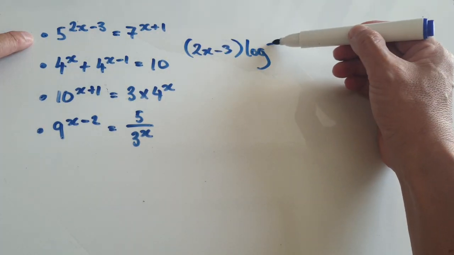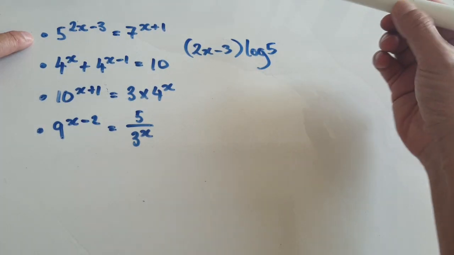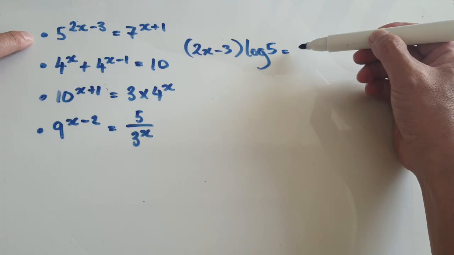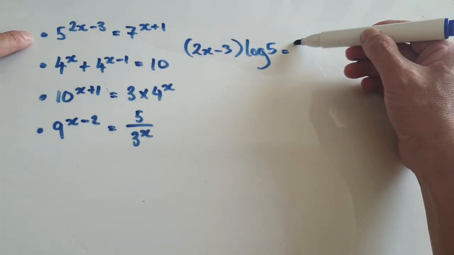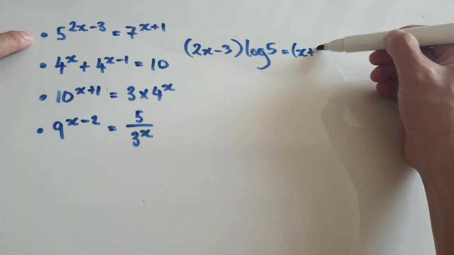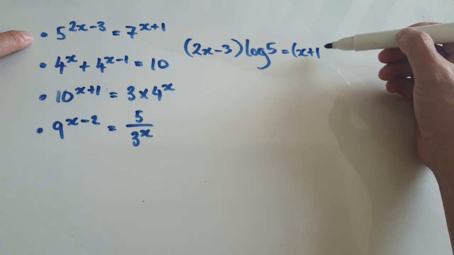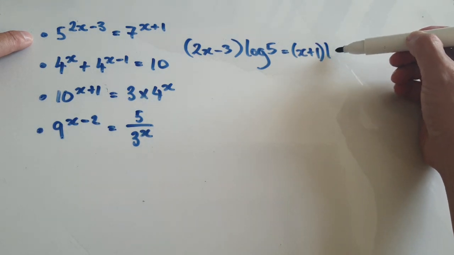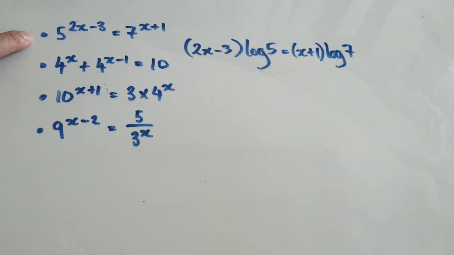Remember, you can use any log you want. I'm going to use log base 10. So this one would then become log the right hand side. It would then be the power is able to come down, so that will then be log 7.